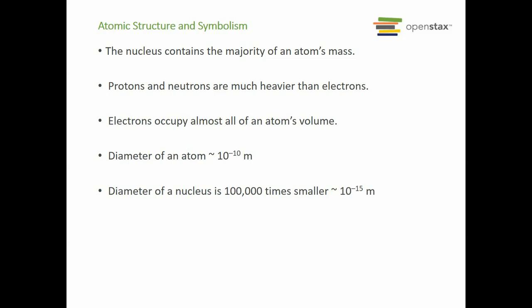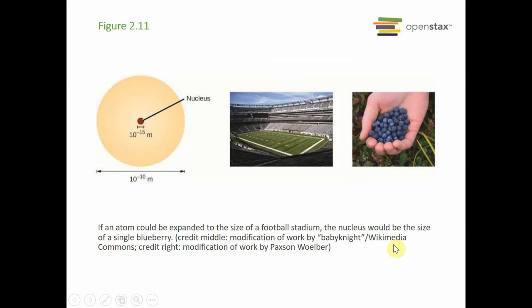The diameter of a nucleus is 10 to the minus 5 smaller than that of an atom, so around 10 to the minus 15th meters. They're always comparing atoms to football fields, so they're saying if the nucleus was the size of a blueberry, the size of the atom would be a football stadium.